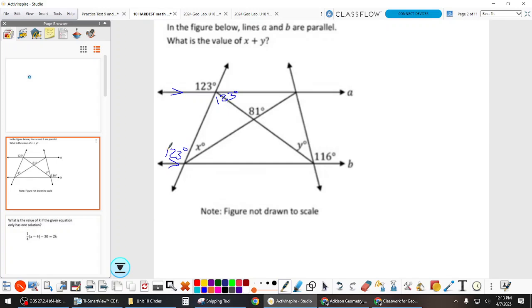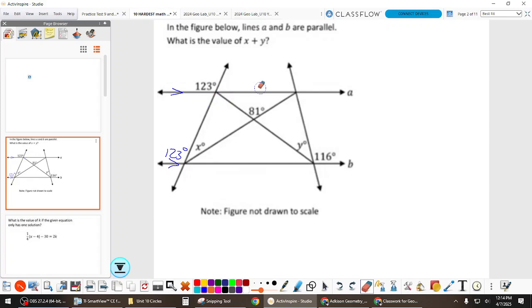Alternate interior. Good job. And then what kind of angles are these 2? Those 2 are vertical. These 2 are corresponding. Yeah, good. Now, I think for now, what I want you to take away is any geometry problem, do not assume things, right? That's a temptation when we have a figure, especially this one.